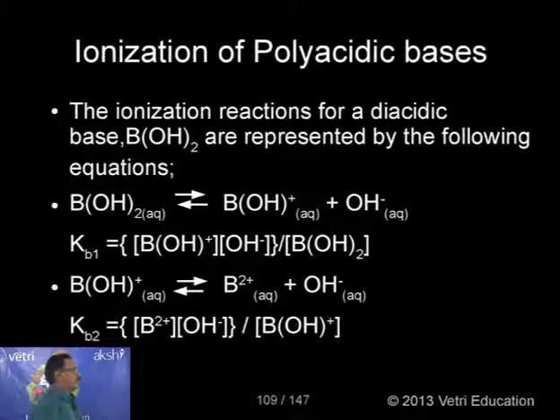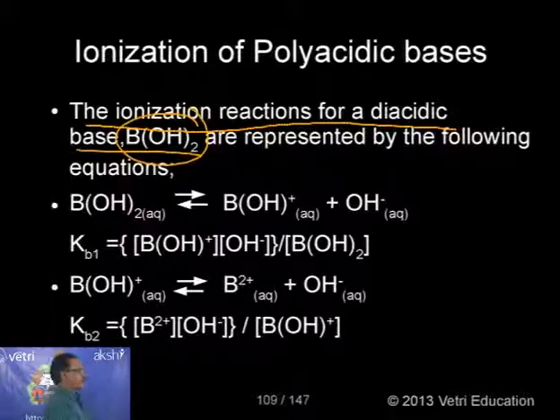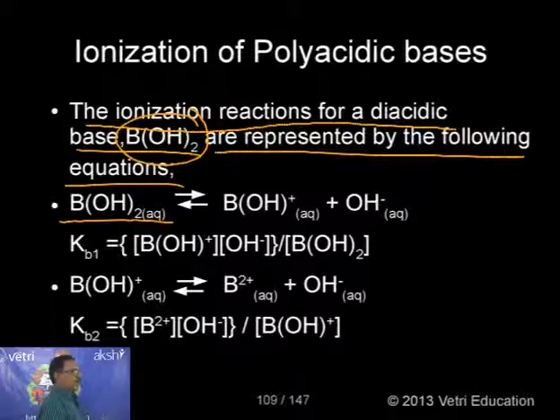For the polyacidic bases, the ionization reaction for a diacidic base can be represented by a general formula, B(OH)2, as in the case of polybasic acids. So what is happening? B(OH)2 in aqueous media undergoes ionization to produce BOH+ and OH- in aqueous.